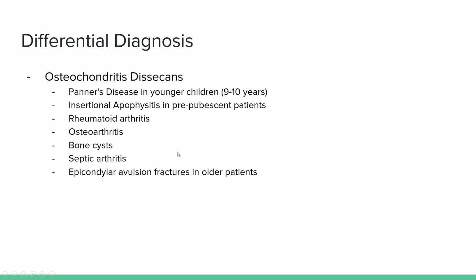Some differential diagnosis for osteochondritis dissecans would be Panner's disease in young children 9 to 10 years old, insertional apophysitis in prepubescent patients, rheumatoid arthritis, osteoarthritis, bone cysts, septic arthritis, and epicondylar avulsion fractures in older patients.